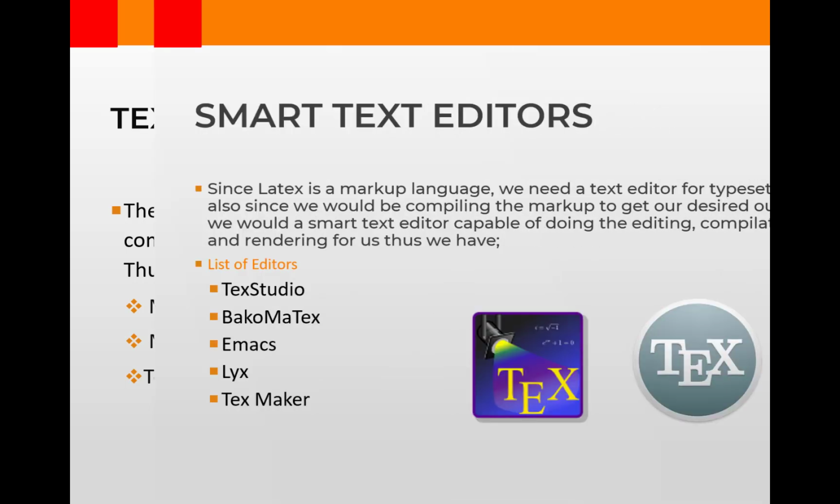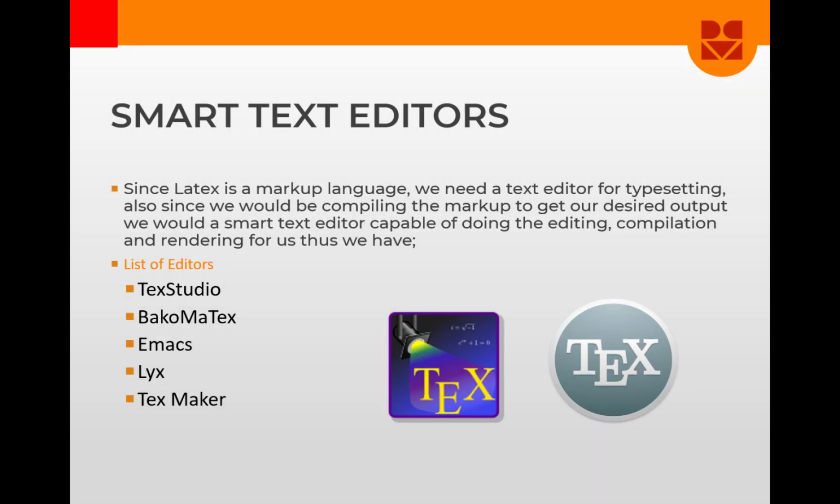Now, we would also need text editors. Bear in mind that it's a markup language, which means that we would have to type lots of commands, and then when we are done, we would have to compile it in order to see a desired output. So we'll need a text editor that can do all those things for us. These are called smart text editors because they save us time for compilation and editing at the same time. All you have to do after inputting your markup is just click a button and then it compiles it and gives you your desired output.